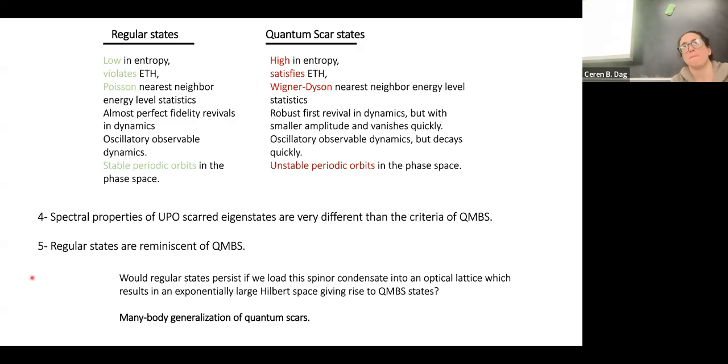Also, since one class of the states violates ETH and the other kind satisfies it, and you are saying that usually when you prepare a state you get a random state, the random state may have these two groups. So for a random initial state, what will happen? Some of them violate ETH, some of them follow it.